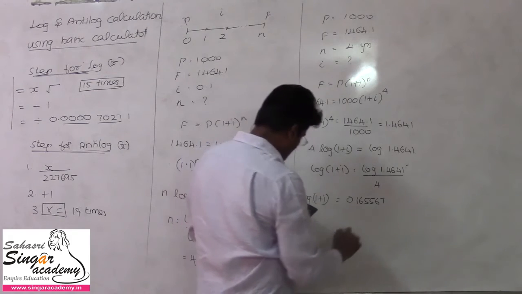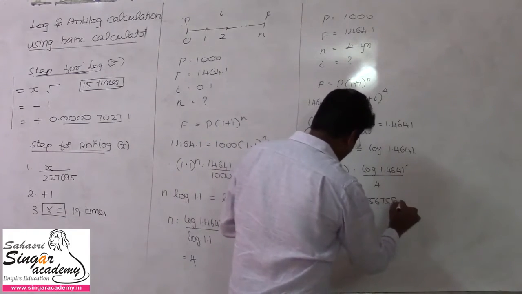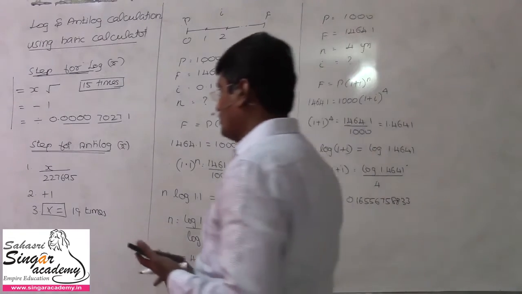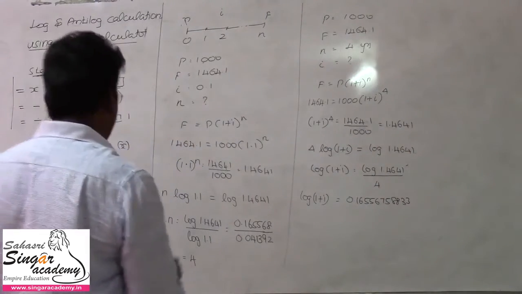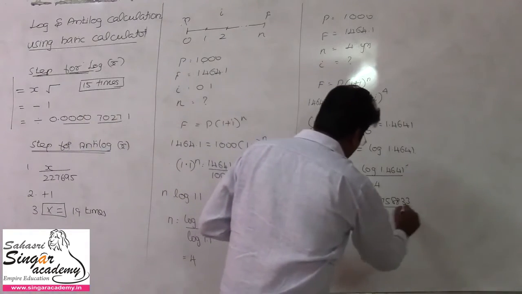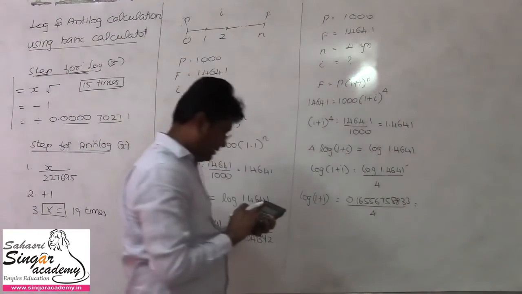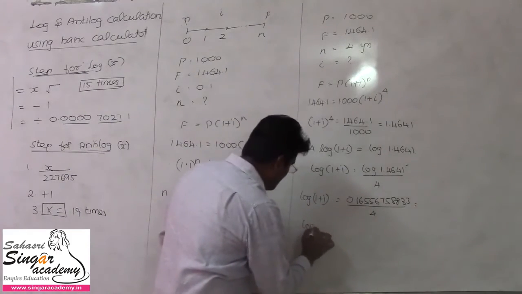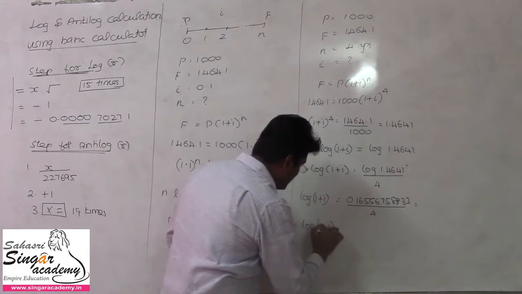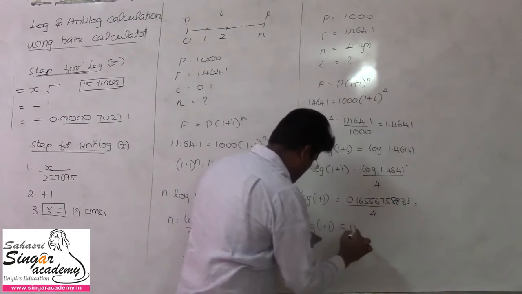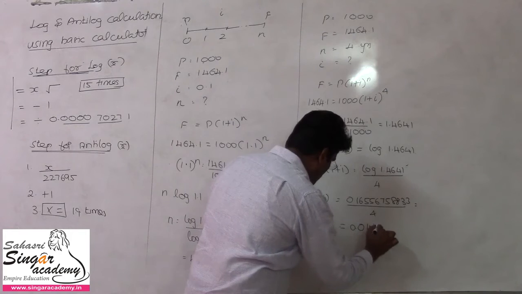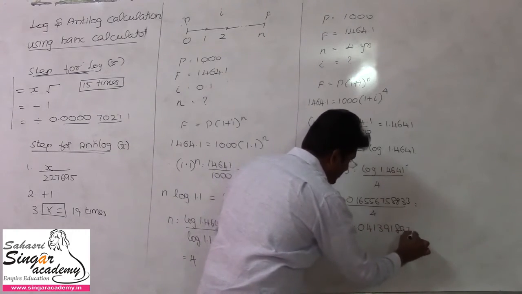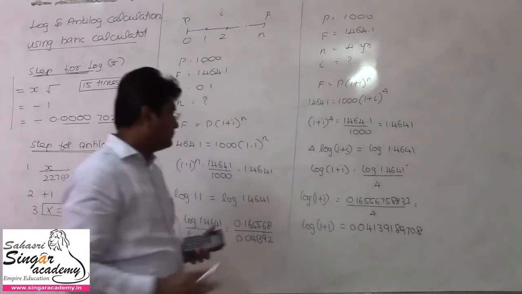Okay, 6758833 divided by 4. After dividing this by 4, what is the value you are getting? This value will be log 1 plus I is equal to 0.04139189708. We got this value.